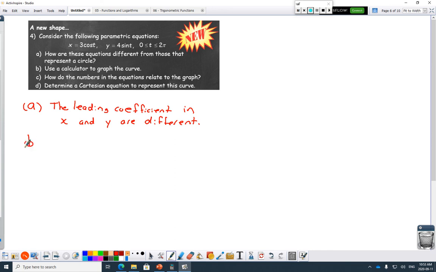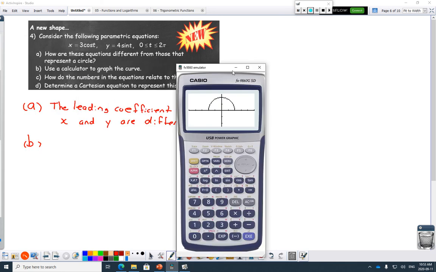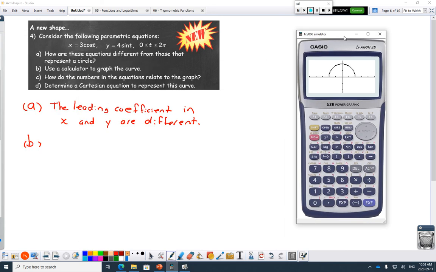Use a calculator to graph the curve. Oh yeah, sure. Why don't we graph the curve? Here we go. I've got my nice window there. Now you've got to be careful when you switch from one example to the next because you've played around with the window settings a little bit. So I've got to do a couple of things as I go through this.